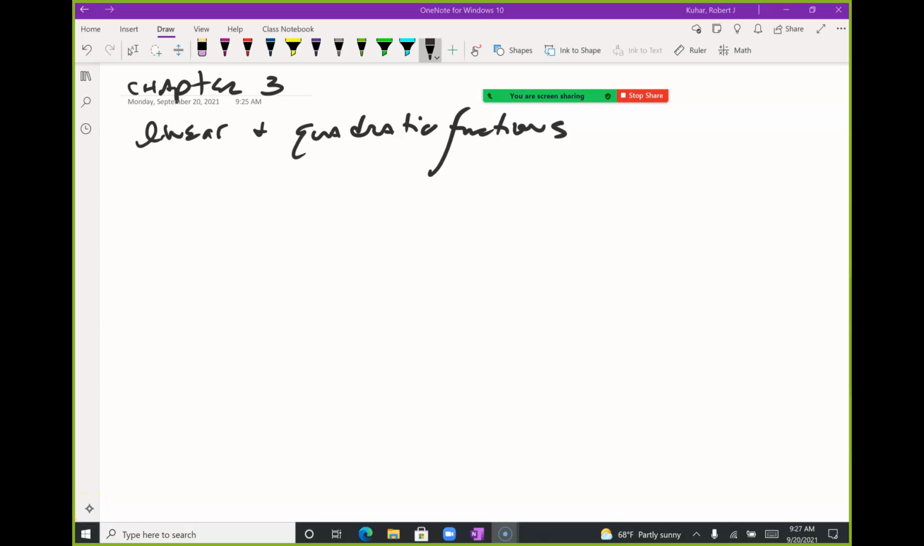So linear and quadratic functions, and there's only 2 sections in here. When you go into the media, you can look at the rest of it, but you're only doing section 3.1 and 3.2. So 3.1 is the linear function, and 3.3 is the quadratic function. And you'll see we've done everything.